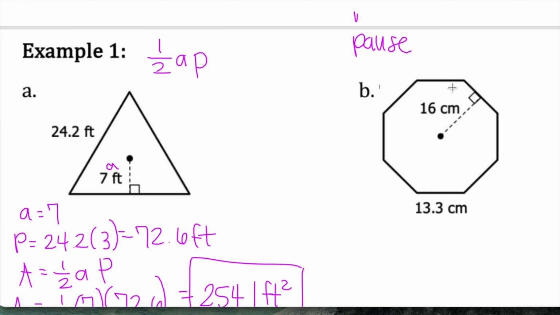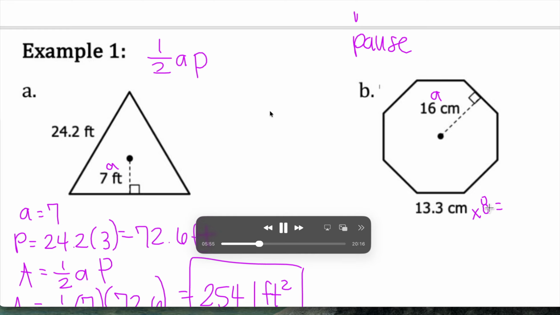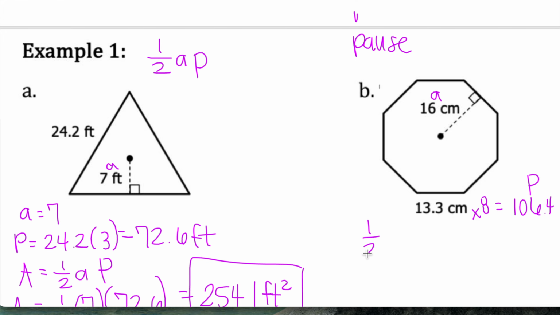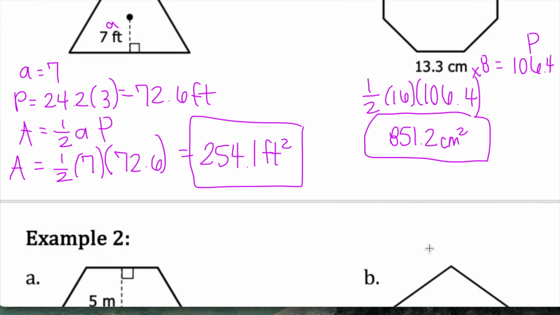So I just got right into this one. My apothem is 16, and perimeter, I can find this by doing 13.3 times the number of sides. This is an octagon, so 13.3 times 8 is going to give me 106.4. So then I'll take my apothem and perimeter and set it equal to my area's formula. So 1/2 of the apothem, 1/2 of 16 times 106.4, or even 8 times 106.4, is going to give us 851.2 square centimeters. Ta-da!